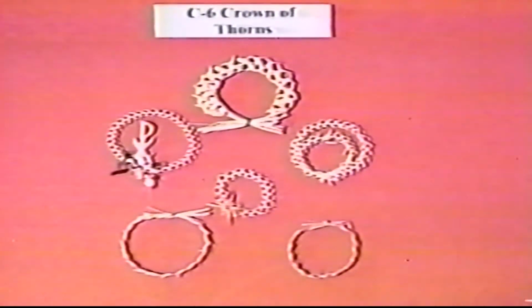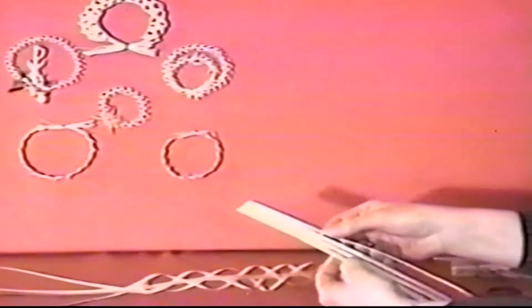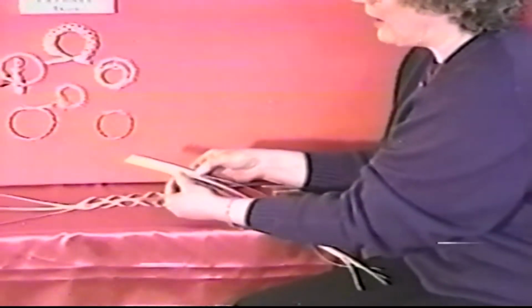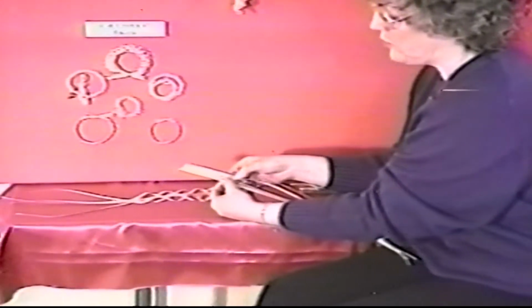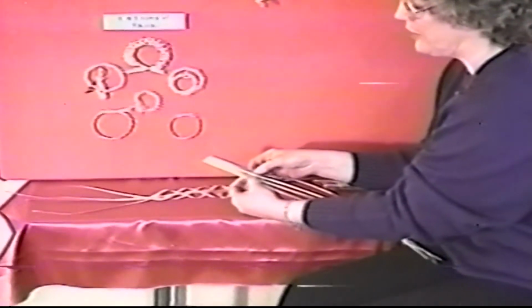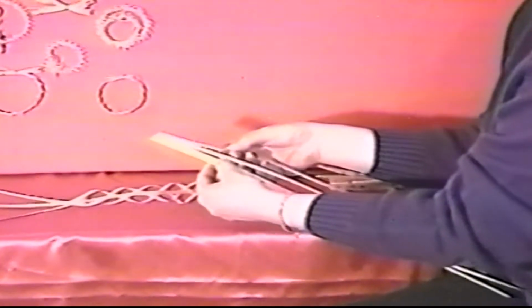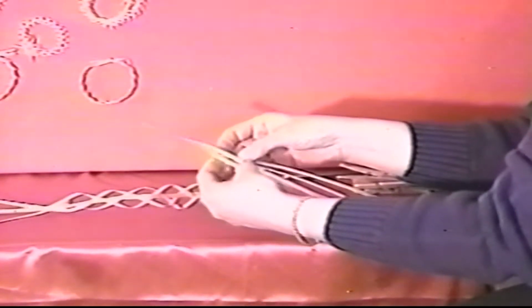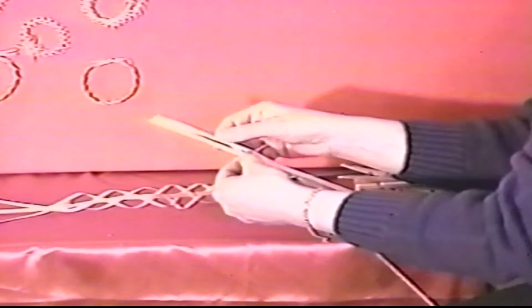I'm now going to show you how to do the crown of thorns. You start out with one frond that you have split into 4 pieces. You will always have a center piece that you won't be braiding. You'll be braiding over and around it. You start out with your right hand strand and you go under and over and under. And always remember to give it a little twist.